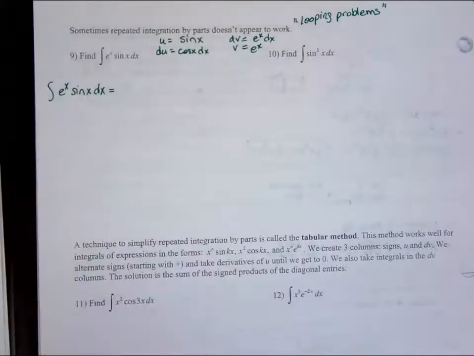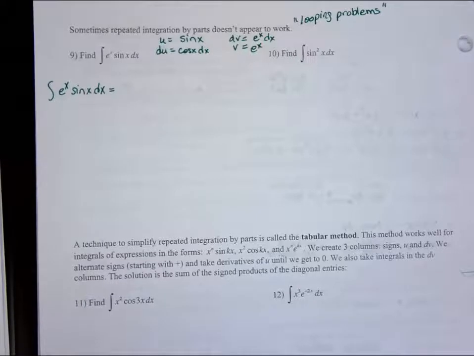You have to copy the problem or it's not going to work in the end. e to the x sine of x equals. How do we know, is it going to tell us when it's going to be a looping problem? No, you've got to be on the lookout for e's, sines, and cosines. If there's two of those three in the problem, you've got to do the looping problem. Okay?